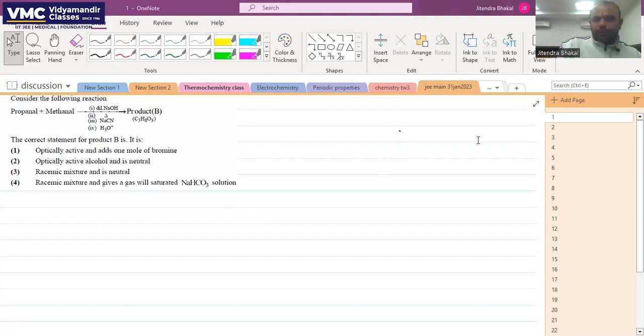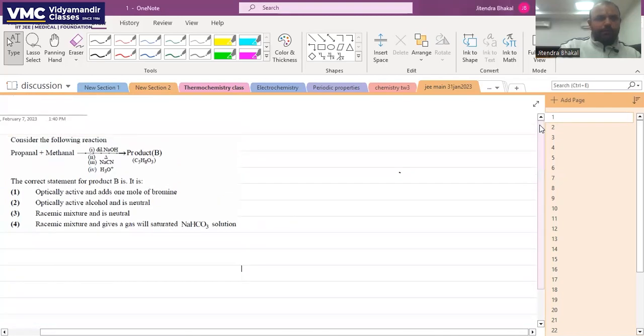So in the first question, chemistry section, there is a reaction of propanal and methanal with dilute NaOH and other reagents, which gives product B. The formula of product B is given and we need to find the correct statement about product B. So we'll start with the reaction of propanal.